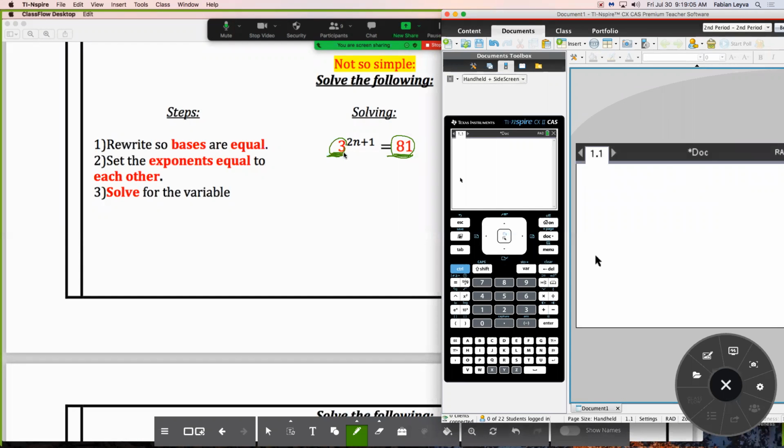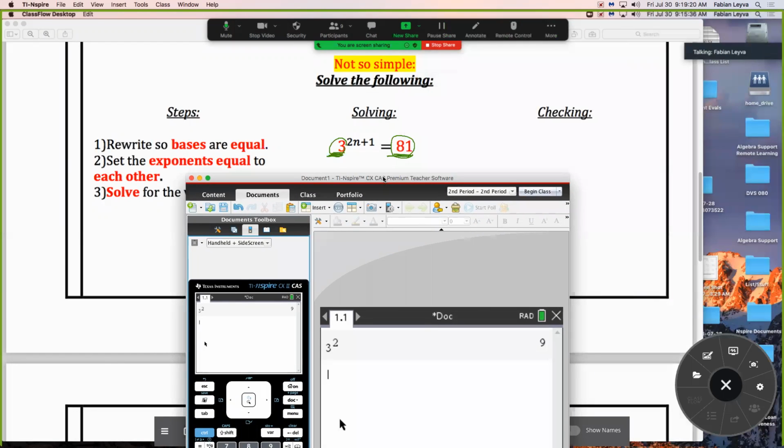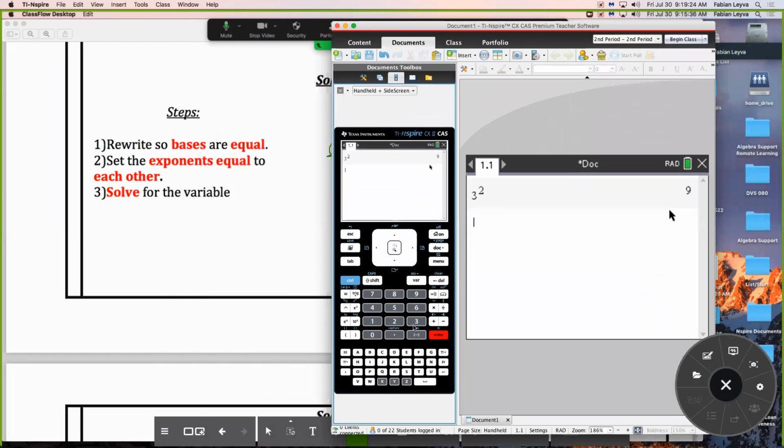All right, so you can notice here, I'm trying to rewrite 81 as a base of 3. So I'm thinking in the back of my head, does 3 raised to something equal 81? Of course I know that 3 squared doesn't equal 81, but let me show you how the process looks. You can see here that I put 3 squared, which equals 9. So I'm going to go ahead and just do 3 to the 3rd power now and keep going to see if I could get that 81.